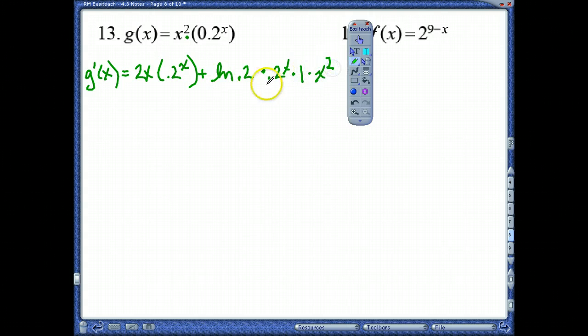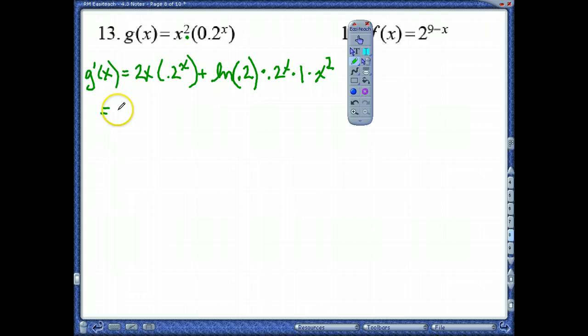Now when I look at that, boy, I'm going to put those parentheses around that natural log of the 0.2 there so that I remember that it's natural log of 0.2. Nobody else gets to go in there. That 0.2 is going to stay all alone inside that natural log. Then I've got my 0.2 to the x times 1 times x squared. There's a lot of points in there for multiplication and decimals. It gets kind of crazy.